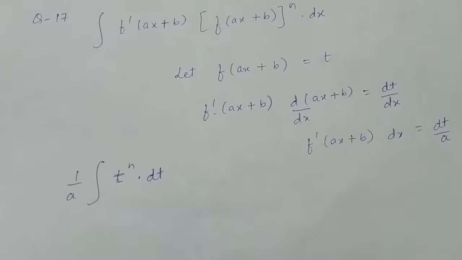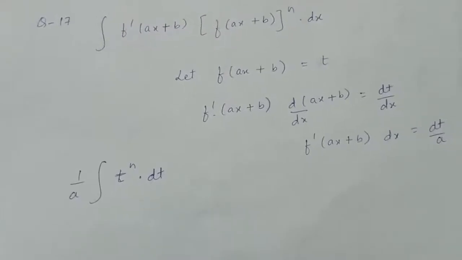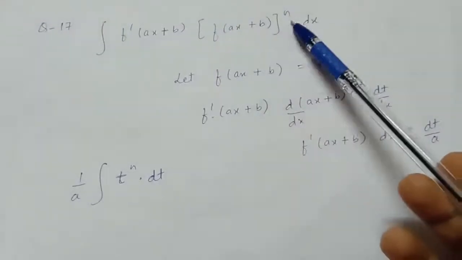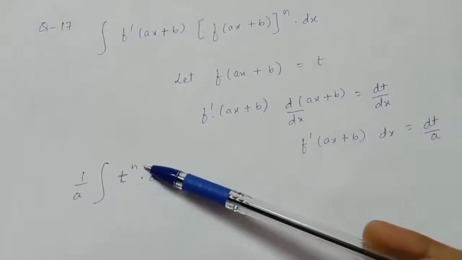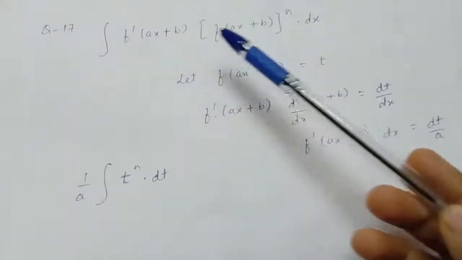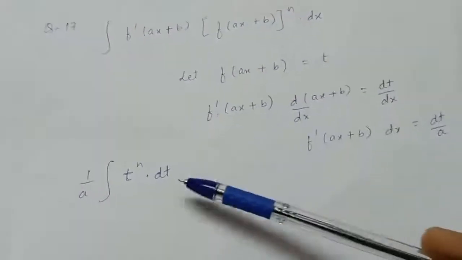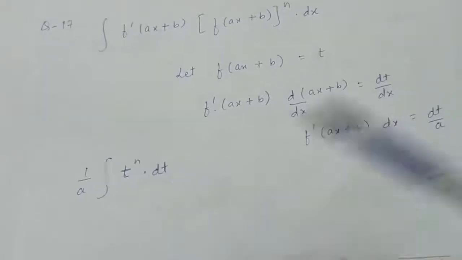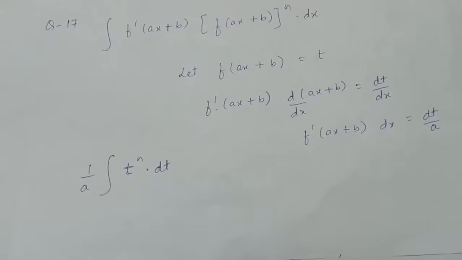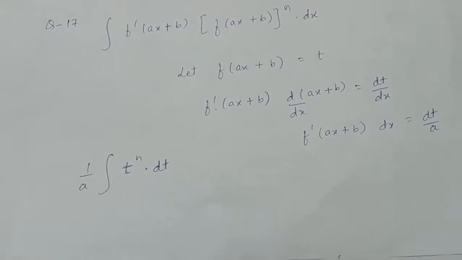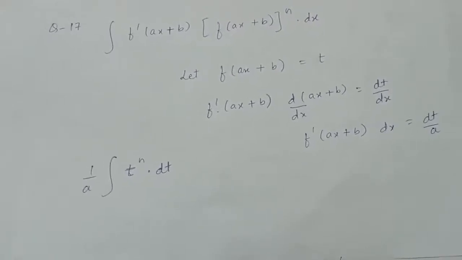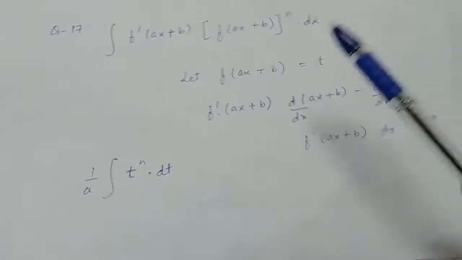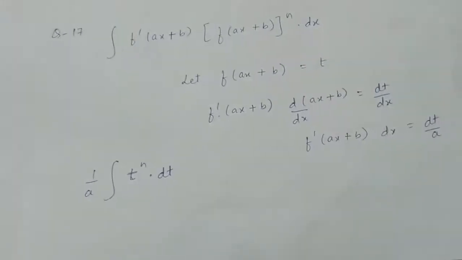So the integral will now become the integral of, in place of this raised to the power n, t raised to the power n, and in place of f dash (ax plus b) into dx, you will get dt upon a. Now you know how to integrate this function, right? And after integrating, again put the value of t as f of ax plus b, right?